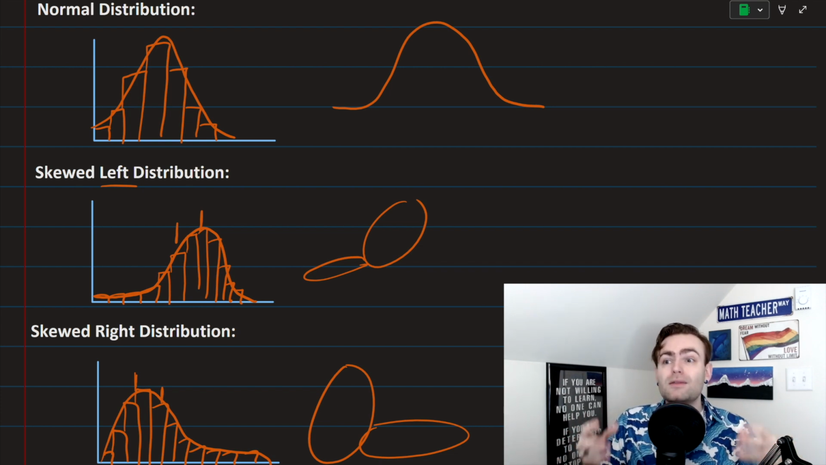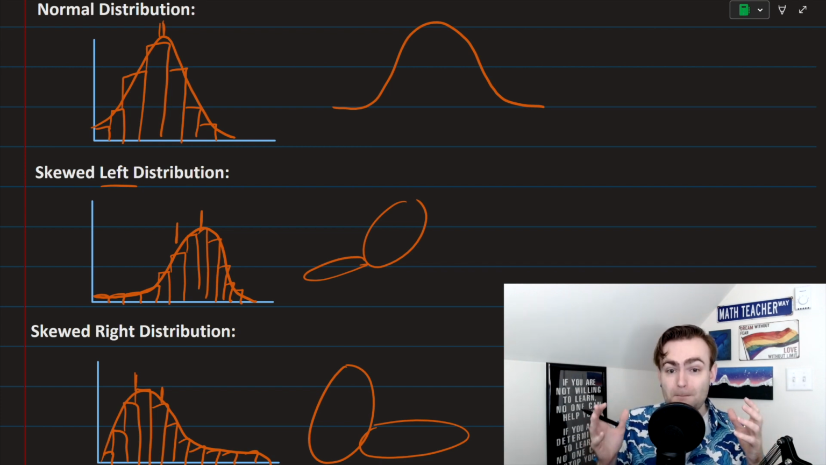For normal, the median, the mean, and the mode are all roughly the same number. Everything's at the peak. But for a skewed left distribution, the median is going to be closer to your middle, where these outliers are going to pull the mean, the average, down.